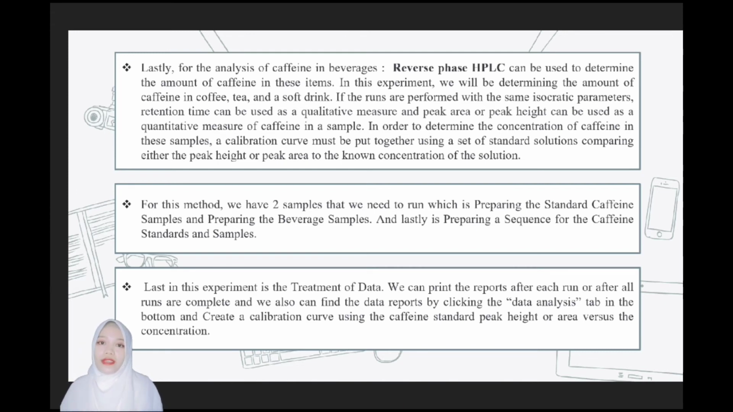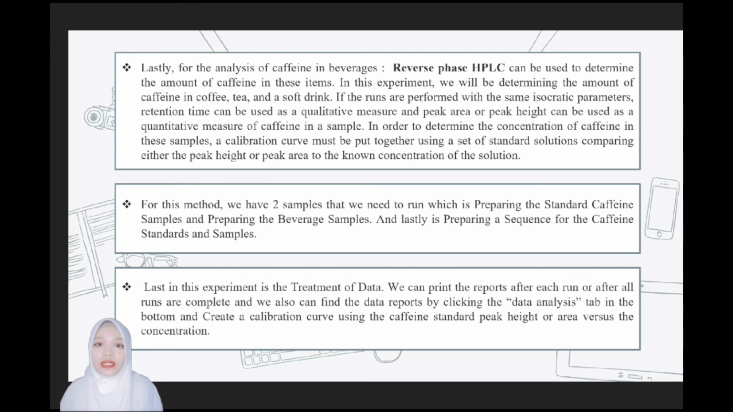Lastly, for the analysis of caffeine in beverage, reverse phase HPLC can be used to determine the amount of the caffeine in these items. In this experiment, we will be determining the amount of caffeine in coffee, tea, and a soft drink. If the runs are performed with the same isocratic parameters, retention time can be used as a qualitative measure, and peak area or peak height can be used as a quantitative measure of caffeine in the sample.